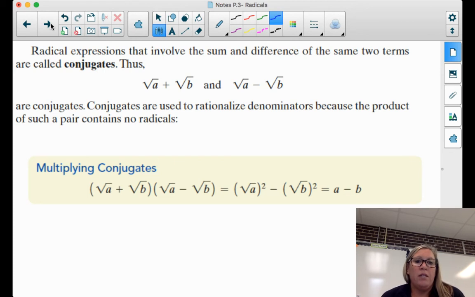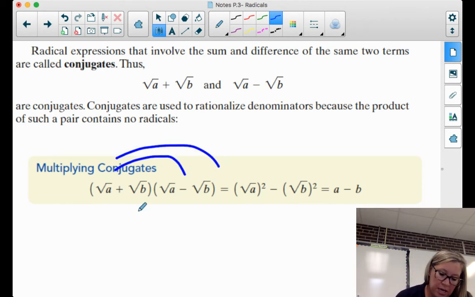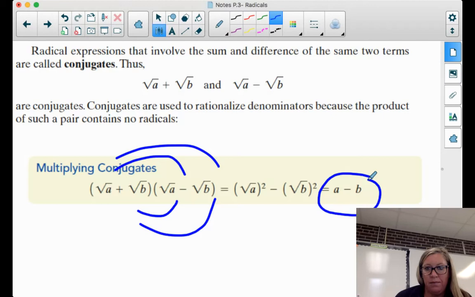Here is our second topic called multiplying conjugates. We multiply conjugates when we have 2 terms in the denominator. So how you do this is you FOIL them out, and what happens is the middle terms are going to cancel. So when you FOIL first, outside, inside, and last, what you're going to be left with is just A minus B.